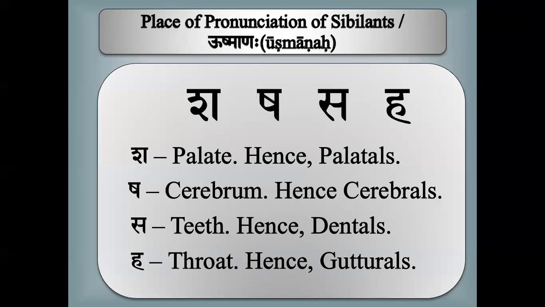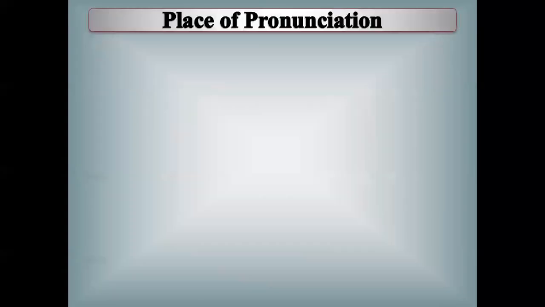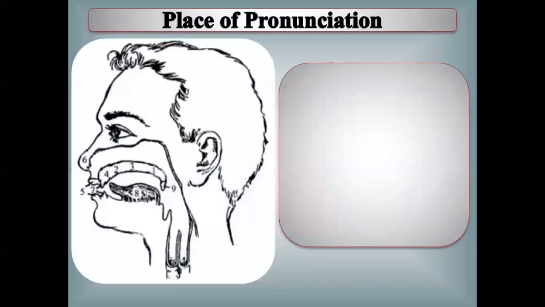Now we have seen the Uchcharana sthanam of the vowels, class consonants, semi-vowels and sibilants. All the Uchcharana sthanam we have learned. That knowledge is important for pronouncing the letters properly. So now, a summary of all the letters. All the letters means vowels and consonants put together. You will see. And before that, there is one more slide.